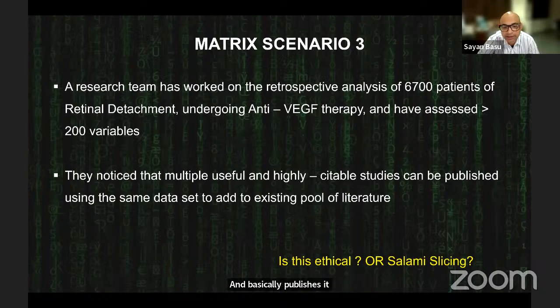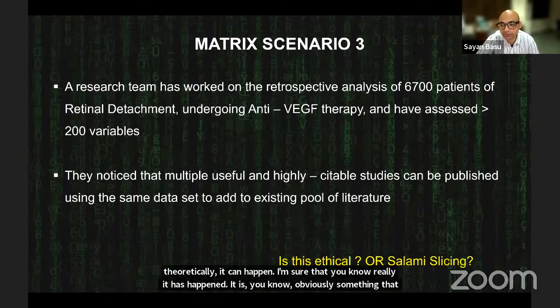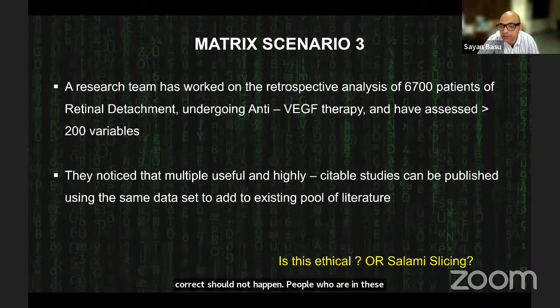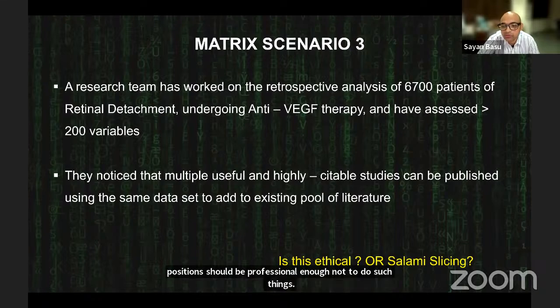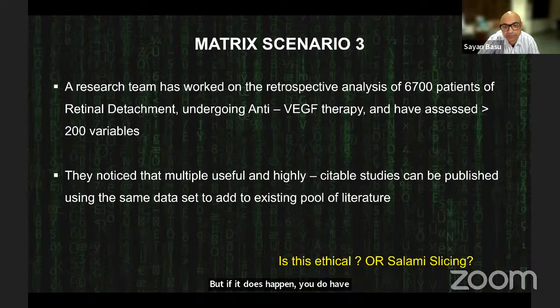So theoretically it can happen. I'm sure that rarely it has happened. Obviously something that is not correct should not happen. People who are in these positions should be professional enough not to do such things. But if it does happen, you wouldn't know who the reviewer is. So that's the problem, right?